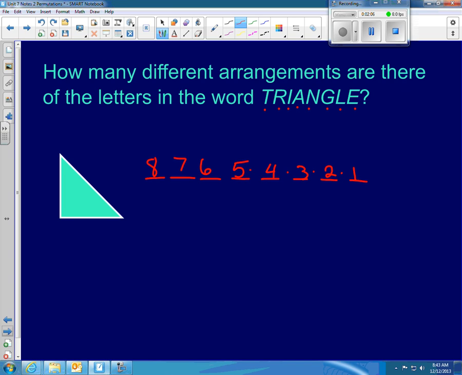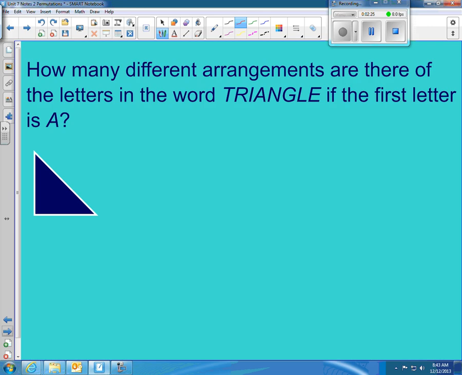Don't forget we're going to multiply all of those. So this turns into 8 factorial. 8 factorial gives us 40,320 arrangements. All right, so that's a lot of ways we can rewrite the word triangle.